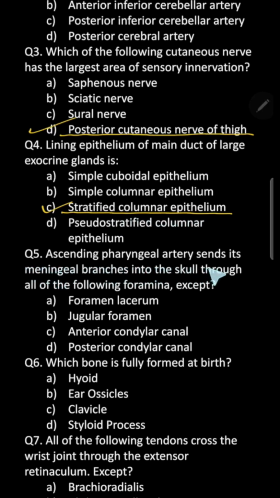MCQ number 5. Ascending pharyngeal artery sends its meningeal branches into the skull through all of the following foramina except. Now this MCQ is going to make you learn through what foramina ascending pharyngeal artery sends its meningeal branches. So remember that this artery sends its meningeal branches through foramen lacerum, jugular foramen also, anterior condylar canal, the hypoglossal canal also. But remember, posterior condylar canal, it doesn't give any meningeal branch through this foramen. So answer here is D, posterior condylar canal.